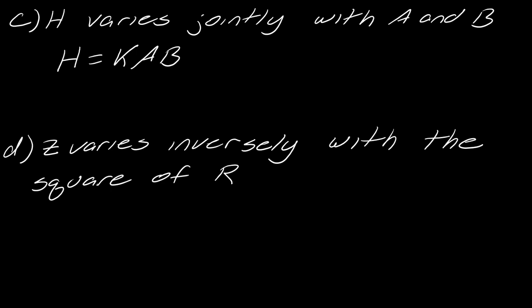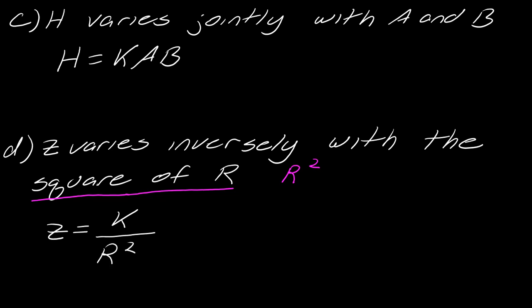Now, this next one, Z varies inversely with the square of R. So what does it mean to square something? The square of R, well, this means R squared. Sometimes people think it means square root. It doesn't say square root, it says square. So Z varies inversely, so that means Z equals, and then I have K, and I'm going to divide K by R squared. So there's the idea.